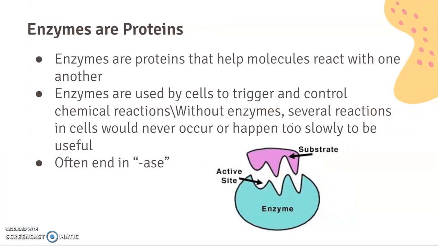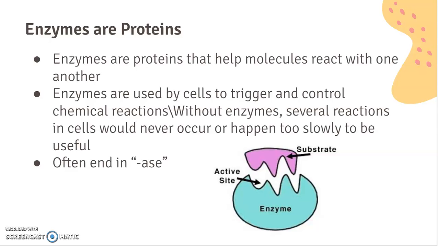Now, again, I said we were going to focus a little on enzymes, because enzymes are a type of protein that help our molecules react with one another. It says here that they're used by the cells to trigger and control chemical reactions. Basically, without enzymes, several of the reactions in cells would never happen, or they would happen too slowly to be useful. An enzyme name mostly ends in -ase. That's how you can figure it out. For example, amylase would be an enzyme, and lactase would be an enzyme. Just some examples there.